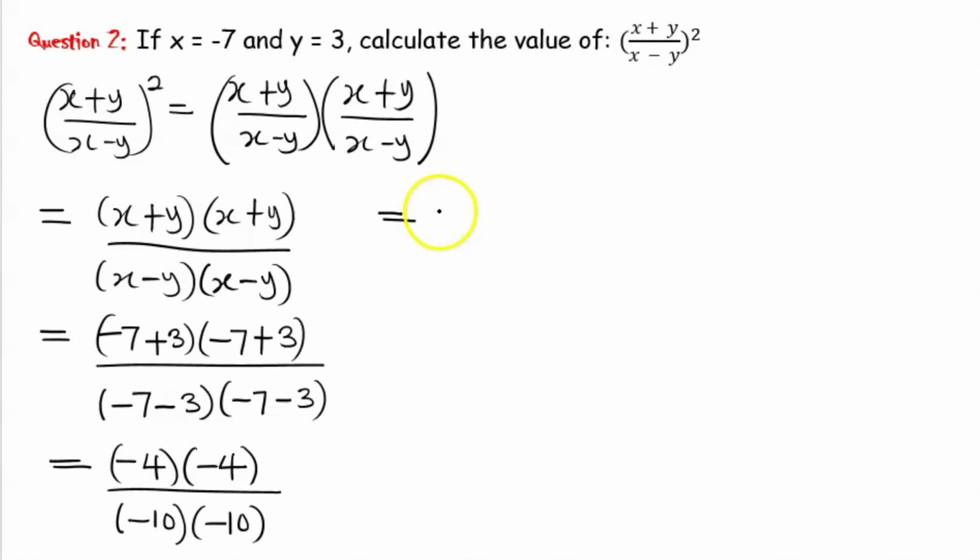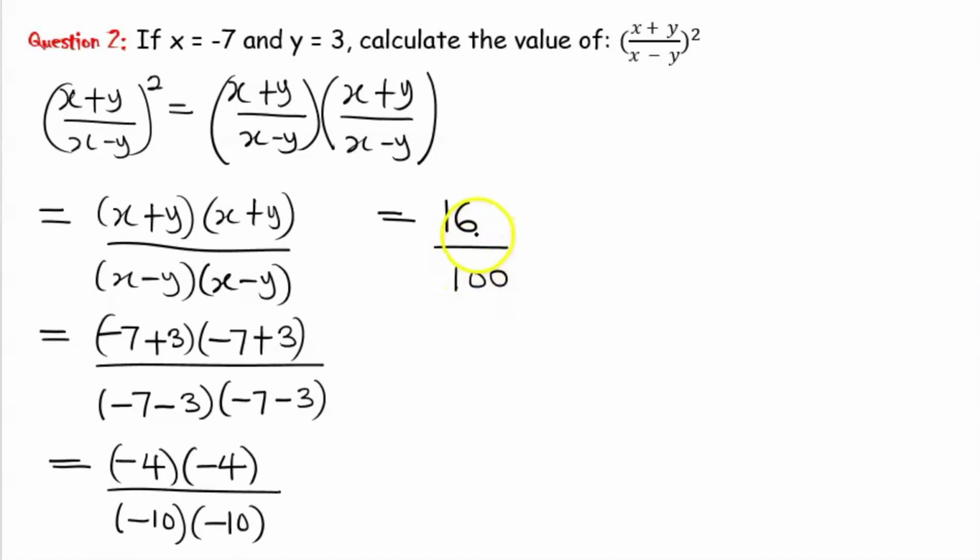All right, so we will simplify further. We are going to have positive 16, because 4 times 4 is going to give us 16, minus times minus is going to give us plus, divided by, also we have minus times minus, which is plus, 10 times 10, that is 100.